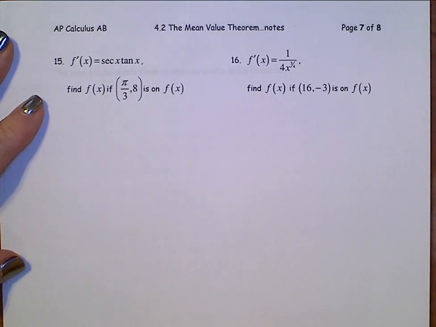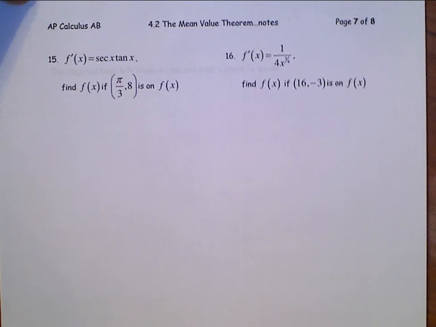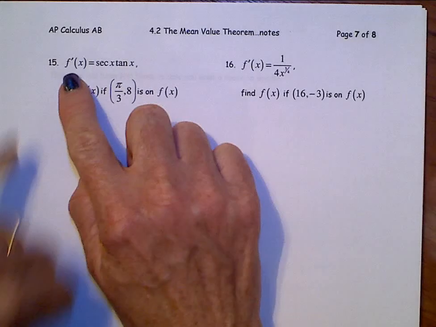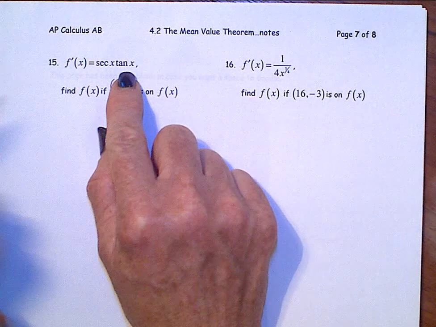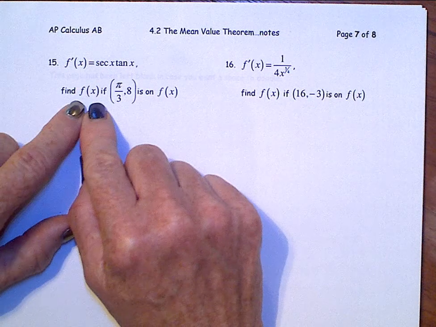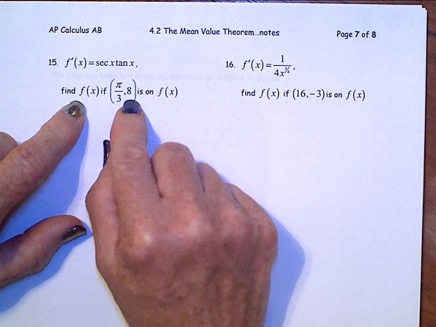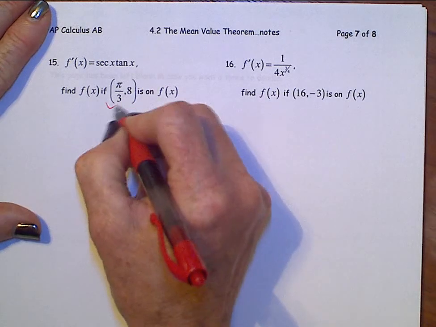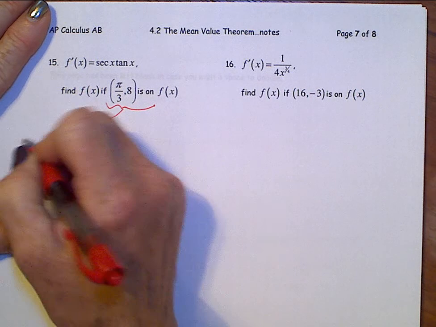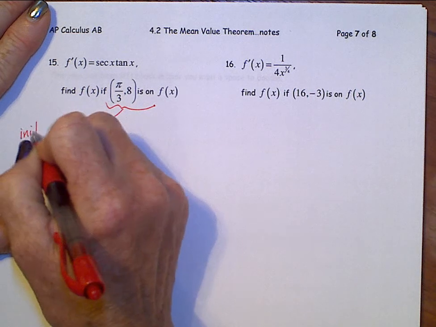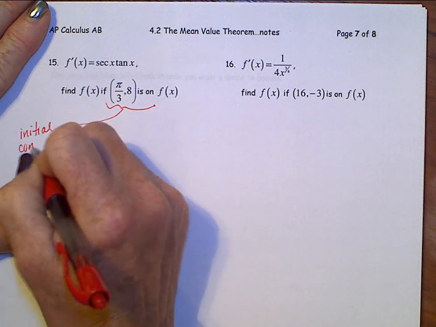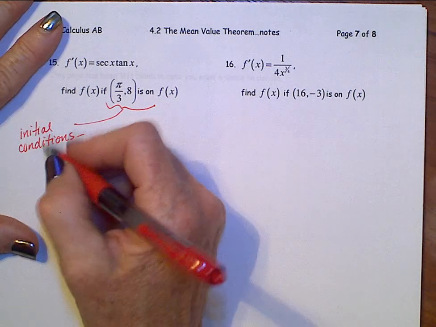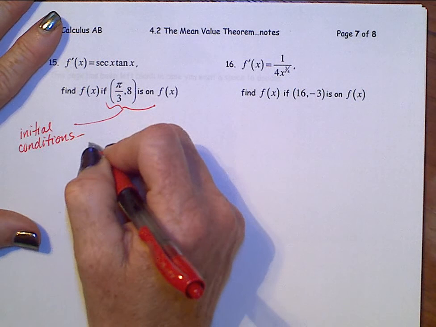AP Calculus, section 4.2, page 7. Some more antiderivatives. If f prime of x is secant x tangent x, I want you to find f of x if (pi over 3, 8) is on f of x. This piece of information right here are some initial conditions, and those initial conditions help determine what the c value is.